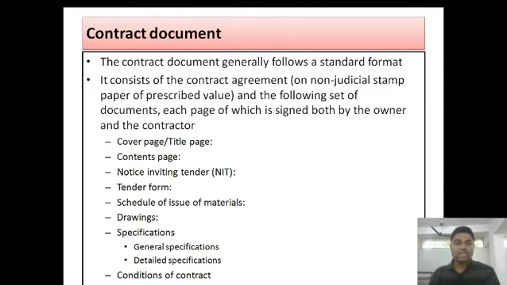All these papers together are known as the contract document. What are those? The first is the cover page or title page. Then we need to include the contents page, notice inviting tender, tender form, and schedule of issue of materials. Drawings, we need to talk about drawings. Specifications are of both types, general specification and detailed specification, as well as conditions of contract, which we also need to include.